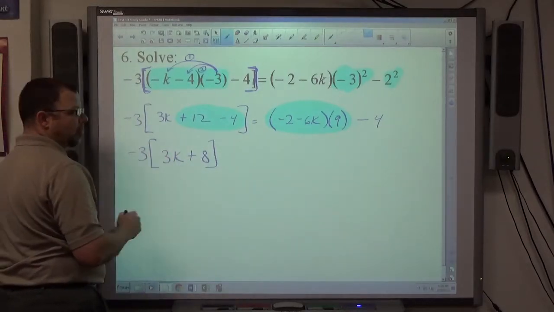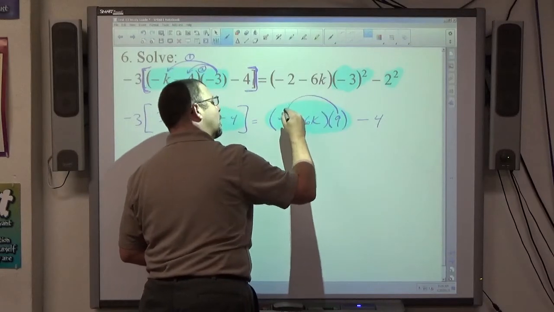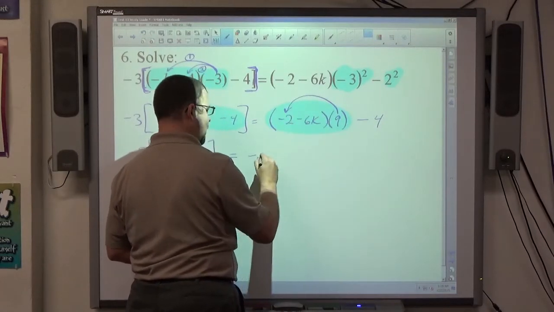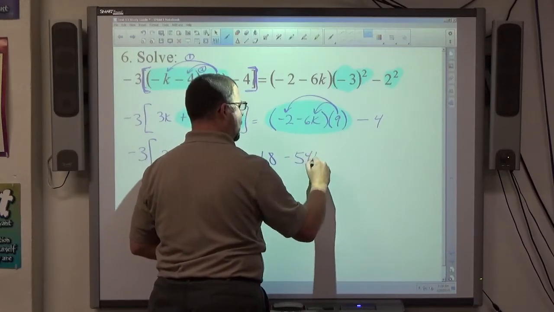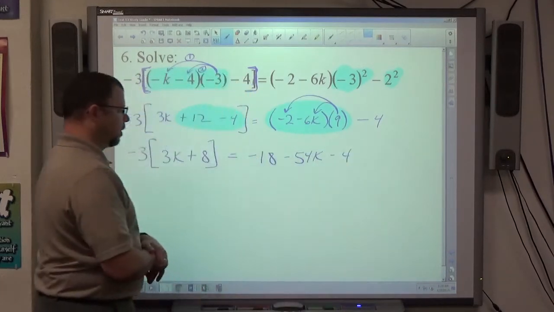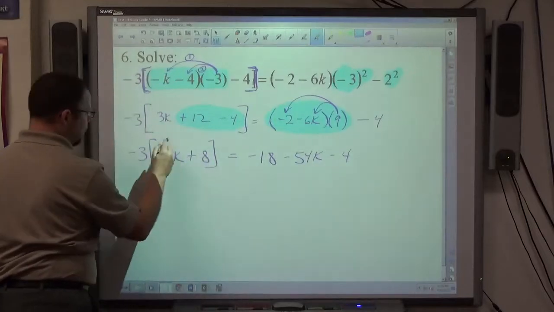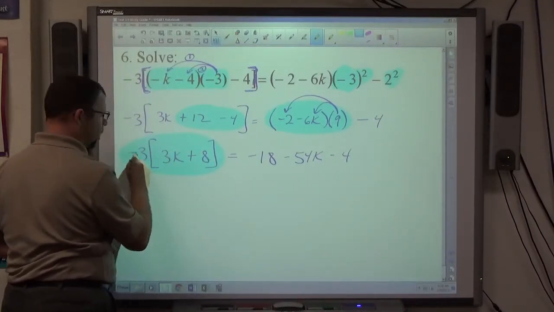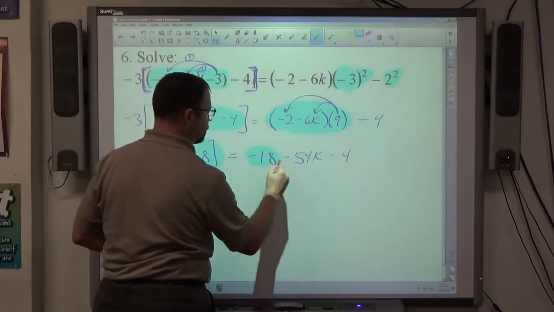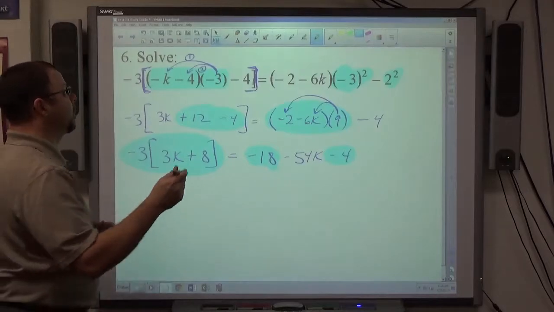Now the next step I can distribute. Here I'm multiplying 9 through this parentheses. Come here first. 9 times -2 is -18. 9 times -6k is -54k. Alright? And then the next step, again, in simplifying, I'm going to deal with the distributive property here, and I'm going to combine like terms here. And then the problem's simplified as much as possible, and I can start solving.